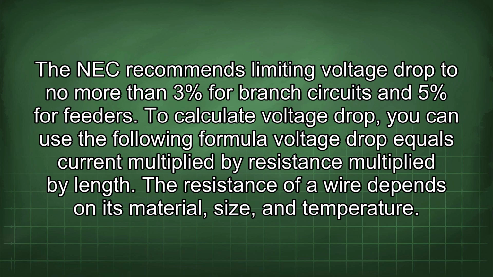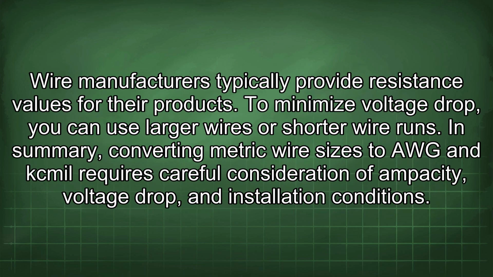To calculate voltage drop, you can use the following formula: voltage drop equals current multiplied by resistance multiplied by length. The resistance of a wire depends on its material, size, and temperature. Wire manufacturers typically provide resistance values for their product. To minimize voltage drop, you can use larger wires or shorter wire runs.